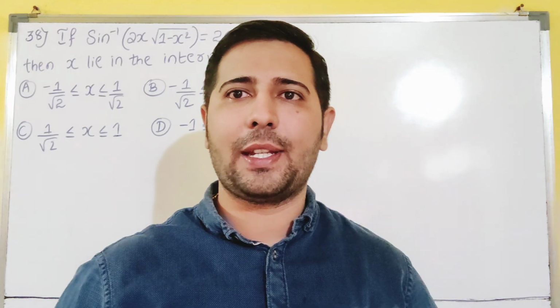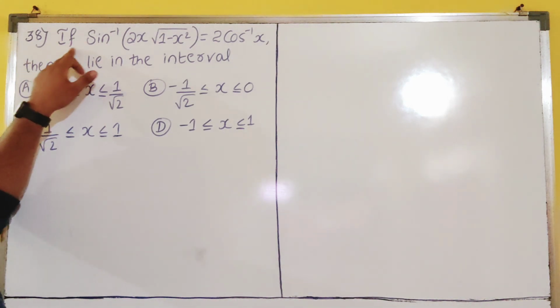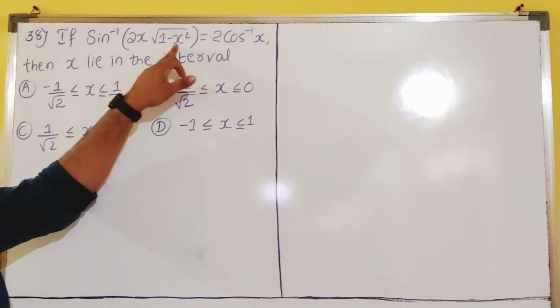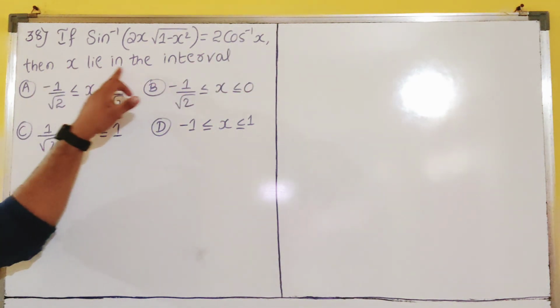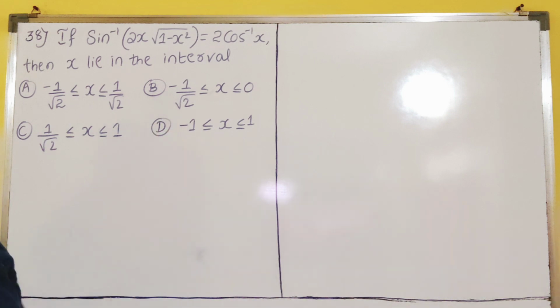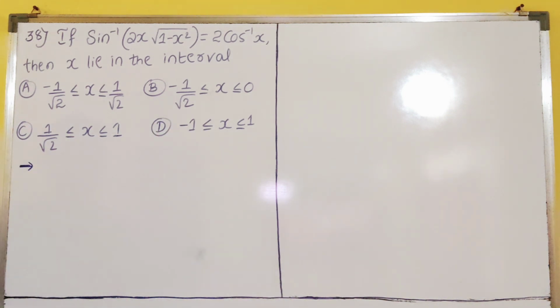Let us see the next question, dear students. Now question number 38. If sine inverse of 2x square root of 1 minus x square is equal to 2 cos inverse x, then x lies in which interval? You have to find the x value here. So now see, dear students, very simple question.